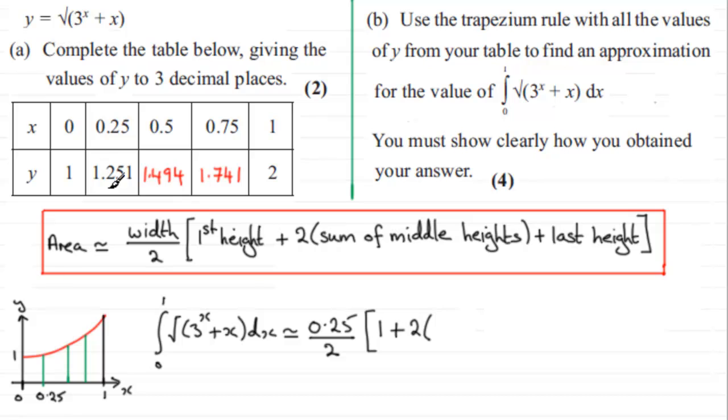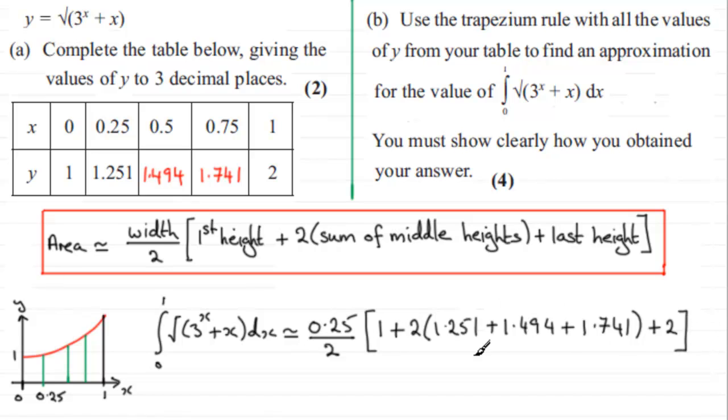They're the y values that we've got here, 1, 2, 3. So we've got 1.251 plus 1.494 plus 1.741. So that's twice the sum of the middle heights. And then it's plus the last height, this one here, which had a height of 2. So we just put plus 2 there. Okay?